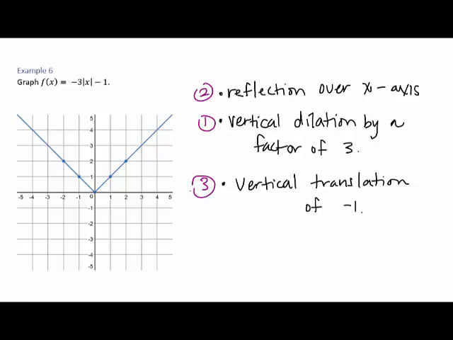So first, if I just stretch the graph, the new function is going to look something like this. Okay, next I'm going to reflect it over the x-axis. Okay, and we get a function that looks like that. And lastly, a vertical translation of negative 1. So we're going to shift this graph down 1 space. And the final graph would look something like this.